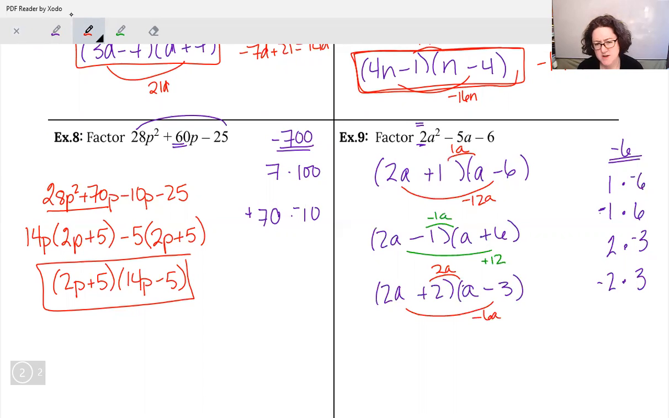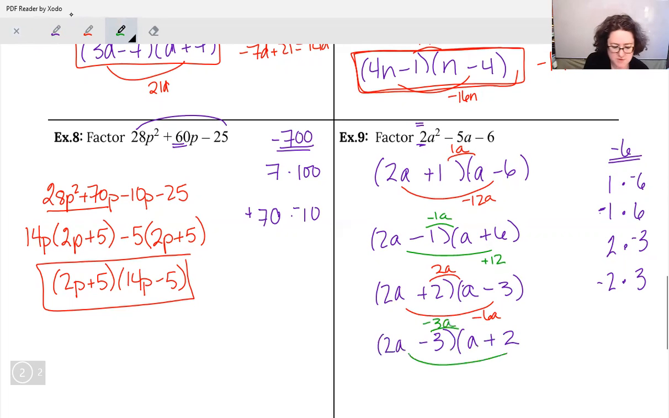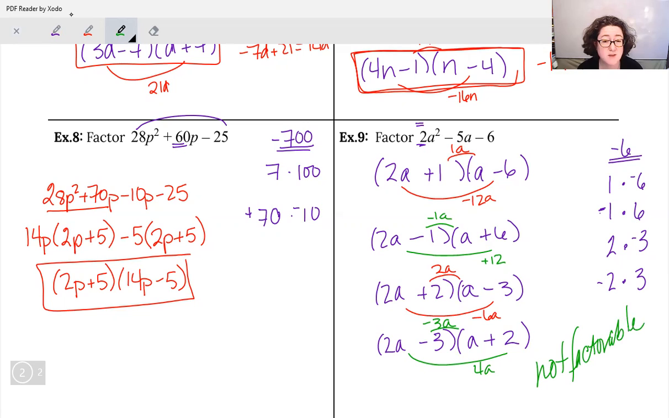Huh. Let's try rearranging our order. So instead, let's do 2a and minus 3 and a plus 2. Let's see if that gets us anywhere. So we have a negative 3a. Oops, I left off my parenthesis, didn't I? And we have a positive 4a. Yeah, we're not getting any closer. Our values just aren't going to make that negative 5 in the middle. So unfortunately, this one is not factorable. That happens. And again, if you want to, pause the video, try it by factor by grouping, and see if anything else matches up.